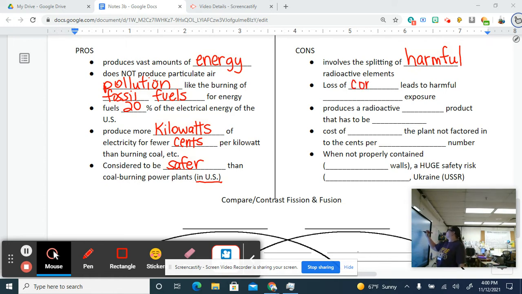If you lose control of it, you will have radiation exposure. So there have been times that control has been lost and people were exposed to radiation. It does produce a radioactive waste product that has to be stored.